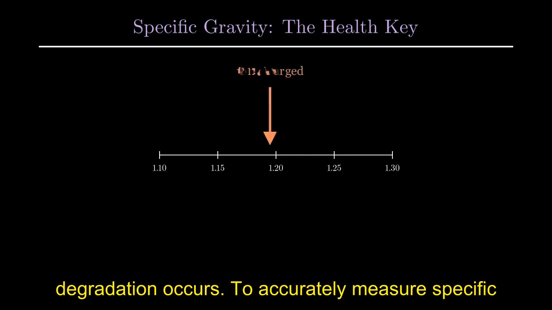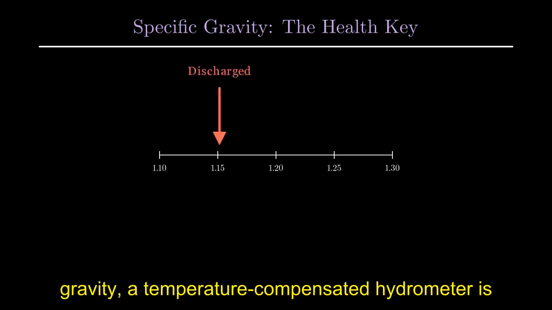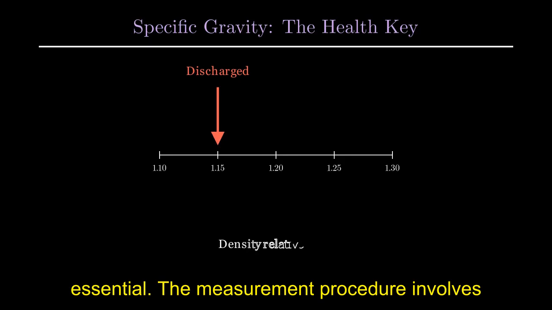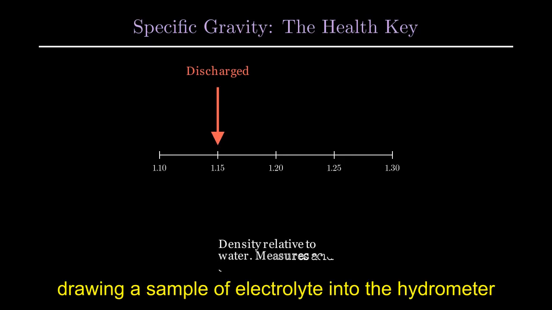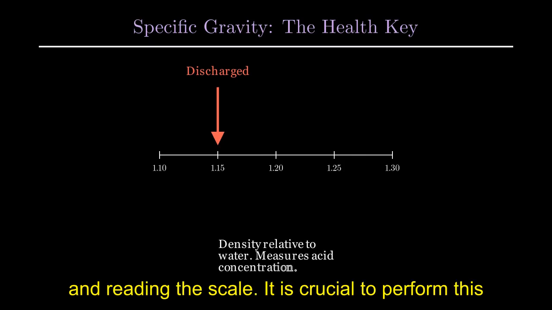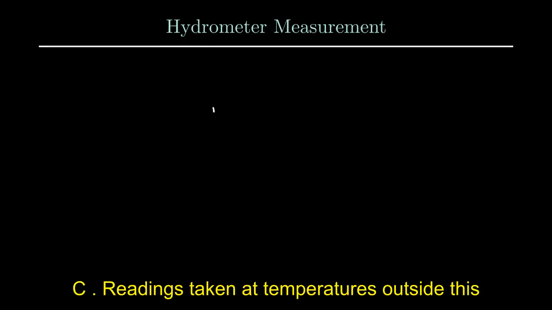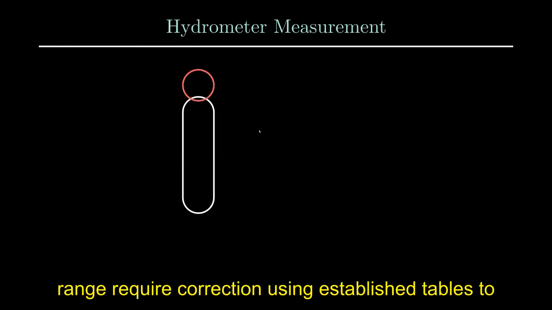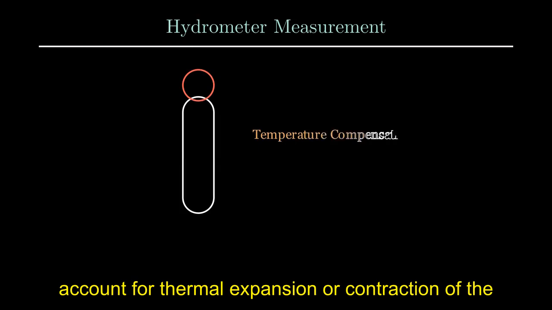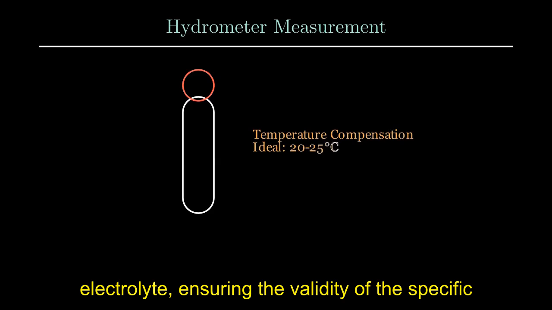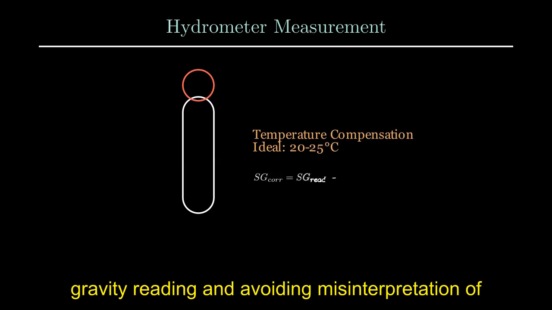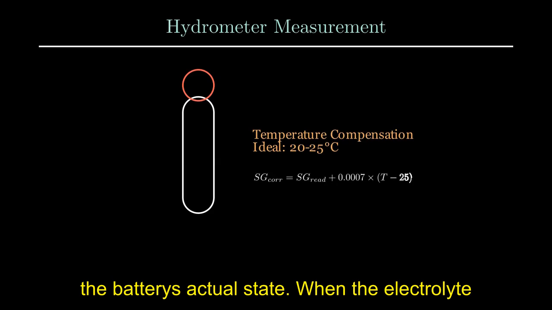To accurately measure specific gravity, a temperature-compensated hydrometer is essential. The measurement procedure involves drawing a sample of electrolyte into the hydrometer and reading the scale. It is crucial to perform this measurement when the battery is at a stable temperature, ideally between 20 °C and 25 °C. Readings taken at temperatures outside this range require correction using established tables to account for thermal expansion or contraction of the electrolyte, ensuring the validity of the specific gravity reading and avoiding misinterpretation of the battery's actual state.